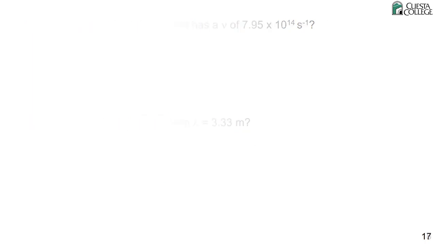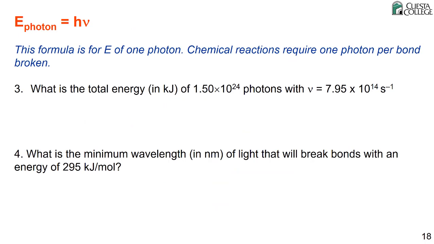On the next slide, there's a couple more problems. It's important to recall that this is the energy calculation for every one photon. In chemical reactions that require bonds breaking, the substance absorbs energy through a photon, and that absorbed energy can be used to break a bond, so there's one photon that gets absorbed for every one bond that breaks. Go ahead and try to solve these problems, and the answers will be up shortly.